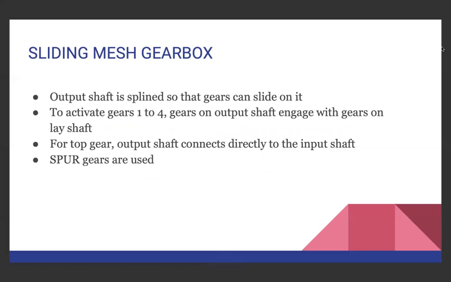So in general, we have 1 to 4 gears with an extra top gear and a reverse gear. To engage gear 1 to 4, we can use different orientations of the gears on the output shaft and connect it with the lay shaft. And if we want to engage the top gear, we can directly connect the output shaft to the input shaft. And for a reverse gear, we use the idler shaft. The gears which are used in the sliding mesh gearbox are called spur gears. Next slide.